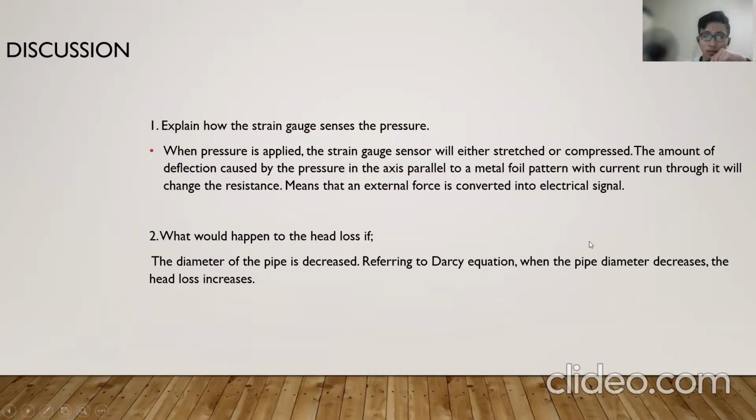Next is the discussion. The first question asks to explain how the strain gauge senses the pressure. When pressure is applied, the strain gauge sensor will either stretch or compress. The amount of deflection caused by the pressure changes the resistance of the current running through it. This means that the external force is converted into an electrical signal.